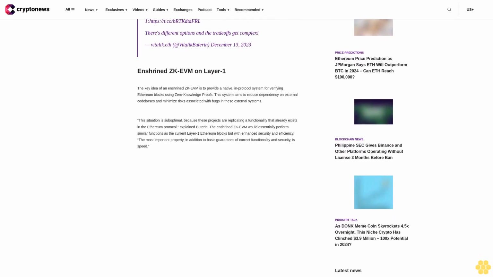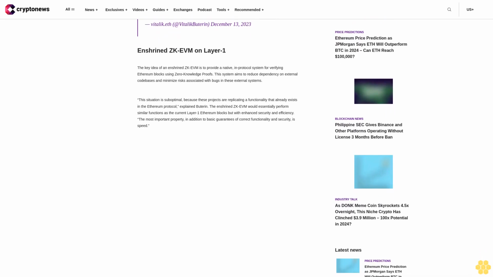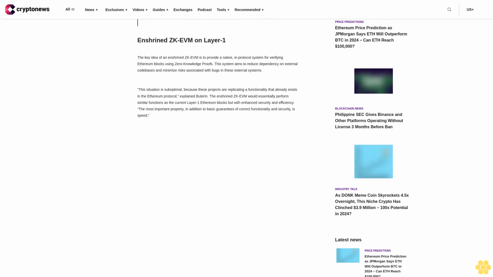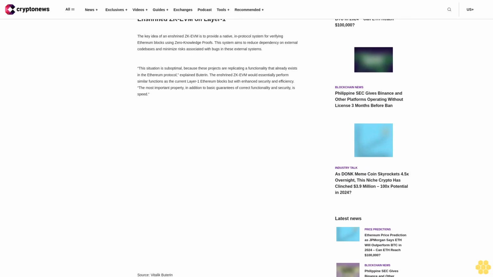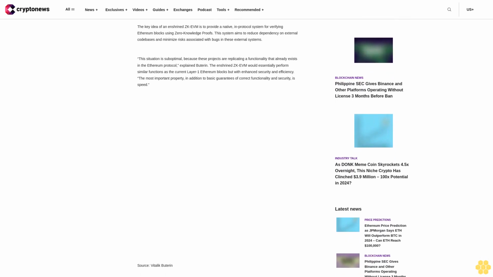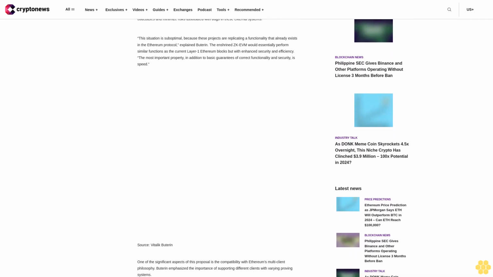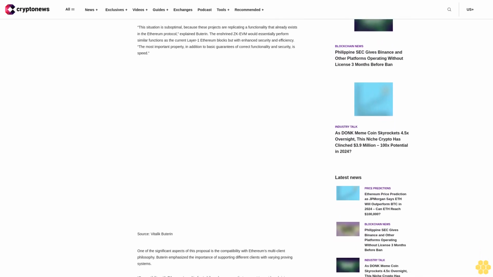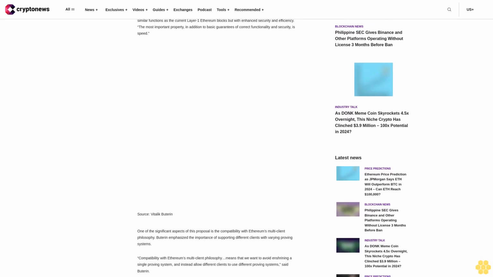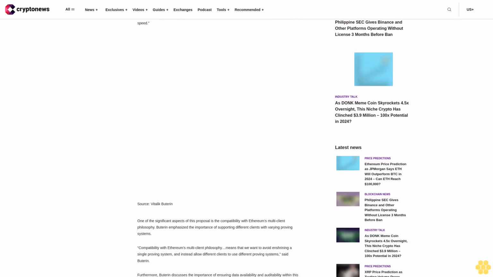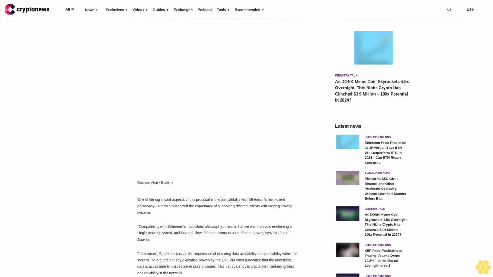The key idea of an Enshrined ZKVM is to provide a native in-protocol system for verifying Ethereum blocks using zero-knowledge proofs. This system aims to reduce dependency on external codebases and minimize risks associated with bugs in these external systems. "This situation is suboptimal because these projects are replicating a functionality that already exists in the Ethereum protocol," explained Buterin. The Enshrined ZKVM would essentially perform similar functions as the current Layer 1 Ethereum blocks, but with enhanced security and efficiency. "The most important property, in addition to basic guarantees of correct functionality and security, is speed."